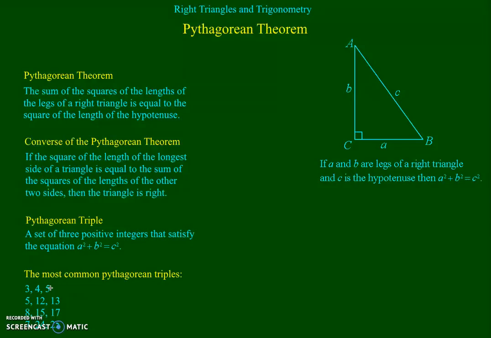And this is easy to verify if you take a look at what this is. 3 squared plus 4 squared equals 5 squared. 3 squared is 9, 4 squared is 16, 5 squared is 25, and 9 plus 16 is 25. So the sum of the squares of these two shorter sides equals the square of the longest side. So this is a right triangle, and that's a Pythagorean triple. So there's 3, 4, 5; 5, 12, 13; and 8, 15, 17. These are the 3 most common ones that you're going to encounter.